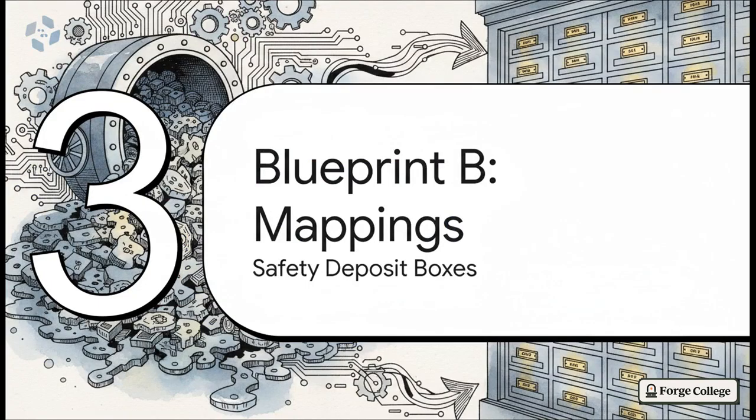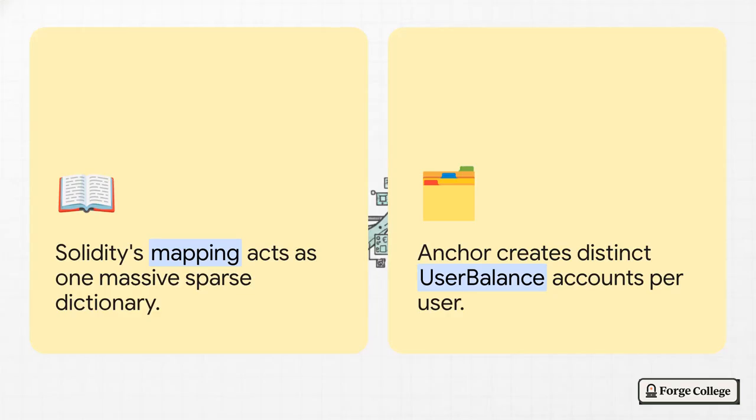All right, on to Section 3, Blueprint B, dealing with mapping state. I like to call this one individual safety deposit boxes. So instead of throwing everyone's balances into one giant EVM vault, we shift models completely. A classic Solidity mapping acts like one massive, sparse cryptographic dictionary.